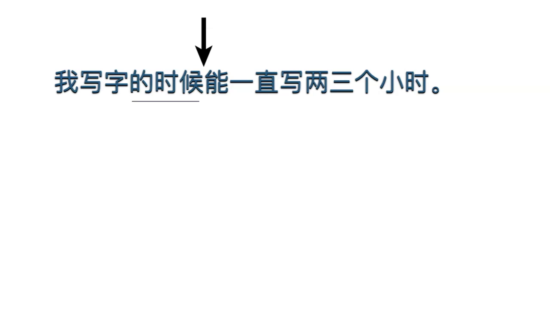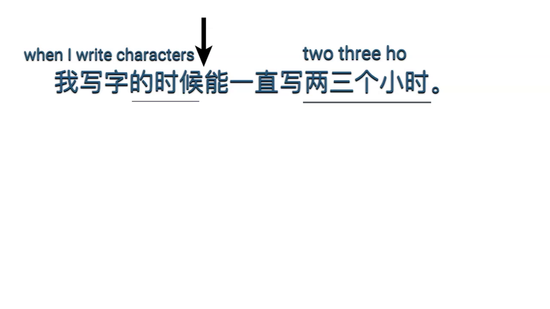The first half of the sentence means. In the second half of the sentence, the last 5 characters make up one combination, telling us the duration of a time. The rest of the sentence becomes easier when we understand the meaning of 一直 as continuously.